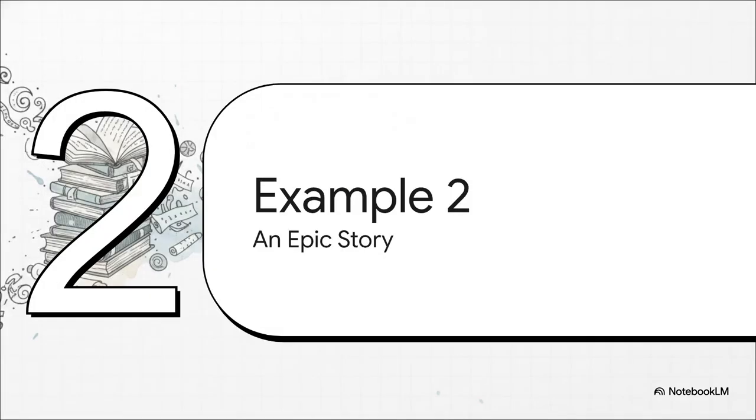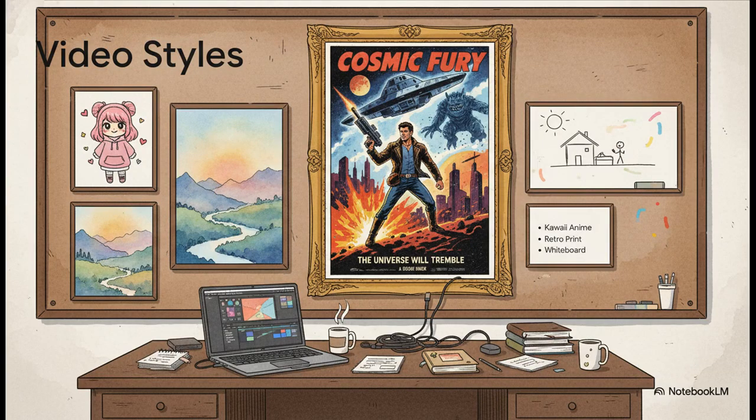Example 2. Bringing an epic story to life. Okay, history's great, but what about a giant adventure? For our next example, a creator fed the tool a massive article about the Ramayana, which is this legendary tale full of heroes and epic battles. But before making the movie, they had to choose the vibe. You've got all these cool choices like kawaii anime, watercolor, or whiteboard. For this epic tale, they went with a super cool retro print art style and told the tool to make the story dramatic instead of just educational. They really wanted that huge epic movie feel.